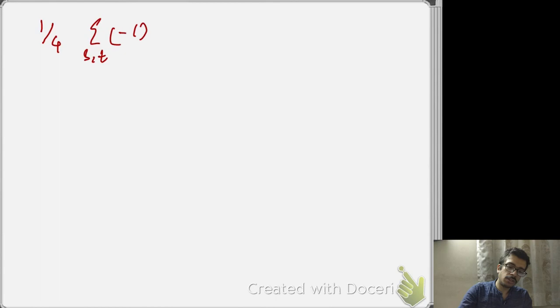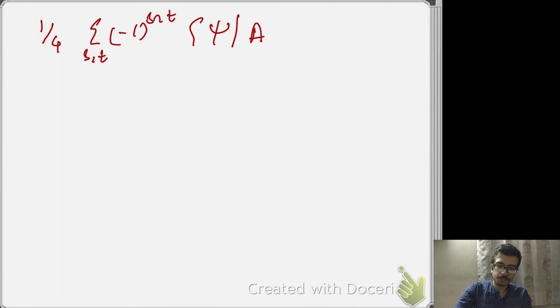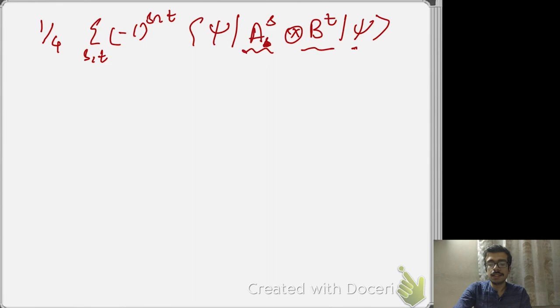So I need to compute 1/4 the sum over S and T. Now the expected value of AB is going to be psi times A sub S tensored B sub T. Both of these are operators which have value plus and minus 1, and if I take the expected value of the tensor product, this gives me the expectation of the product of their eigenvalues.